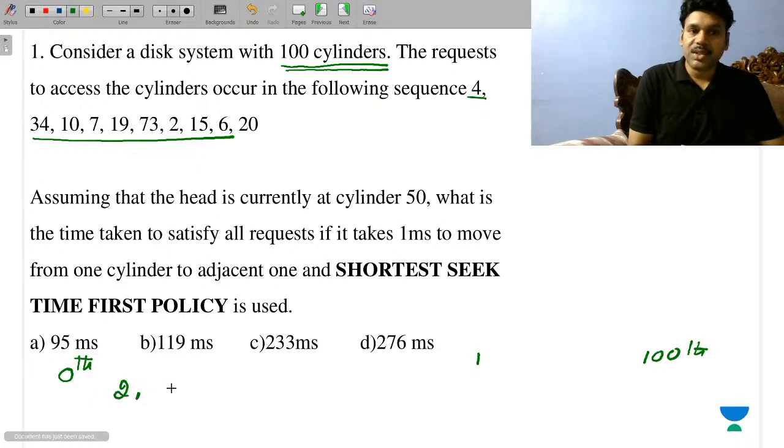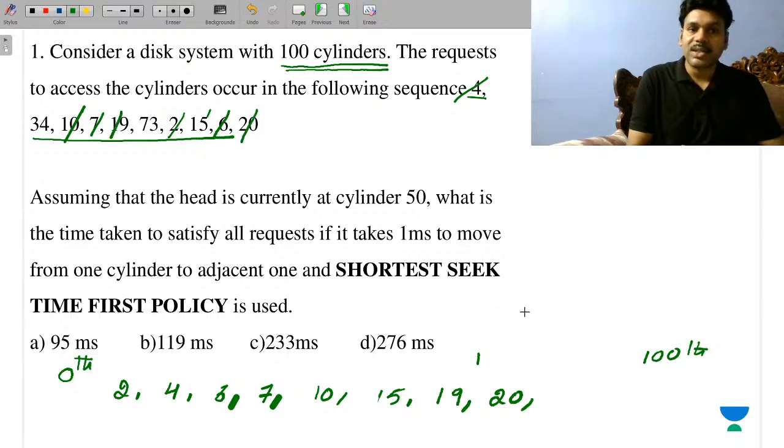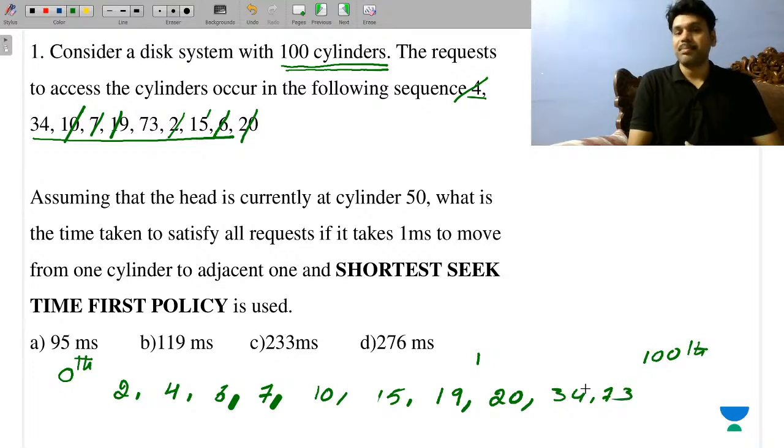The first request is 2, the second request is 4, the next request is 6, the next request is 7, the next request is 10, the next is 15, the next is 19, the next is 20, the next is 34, and the next request is 73.